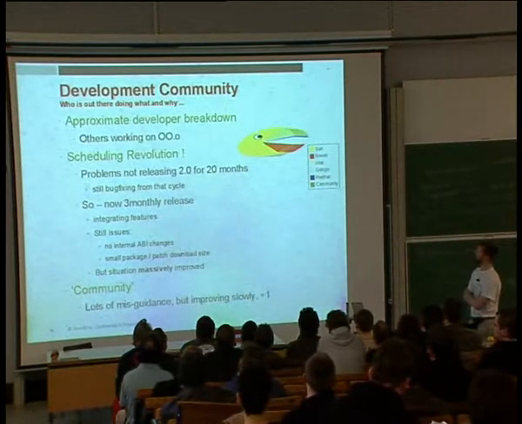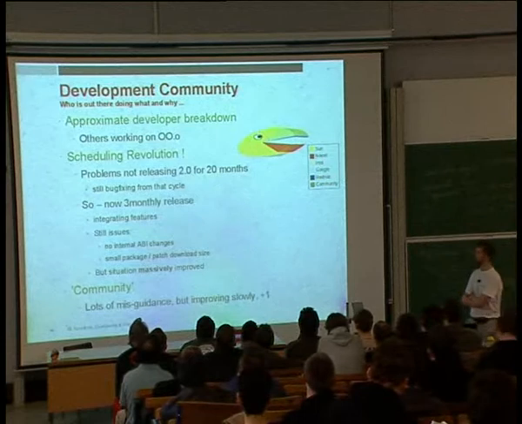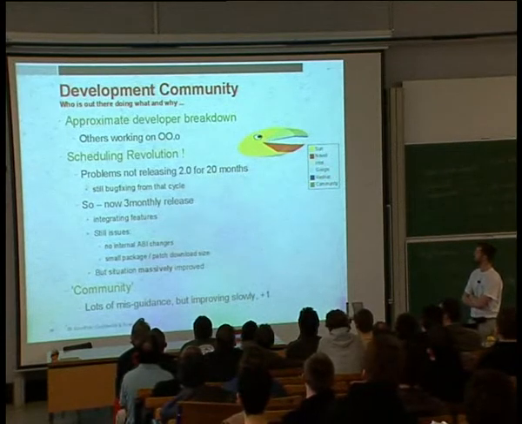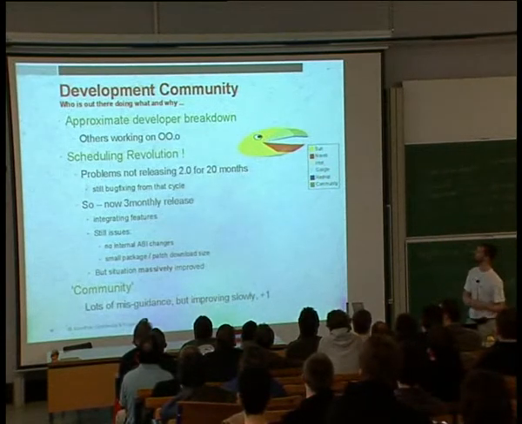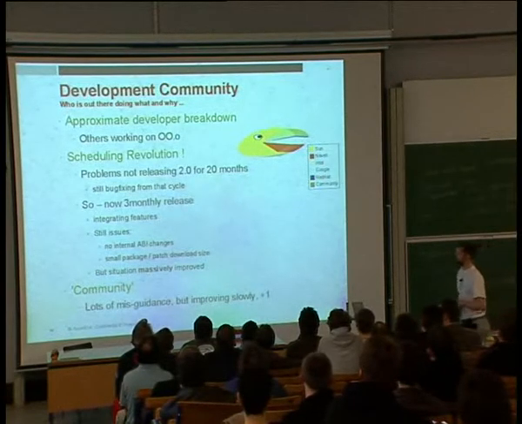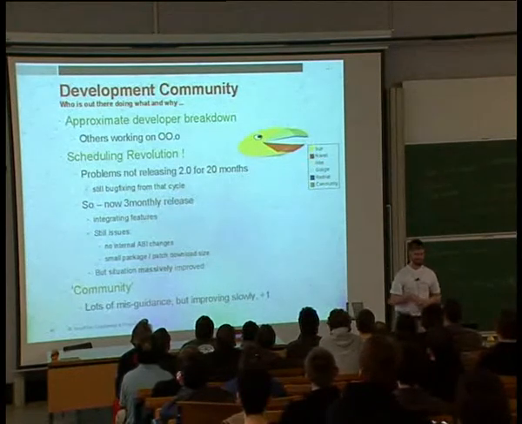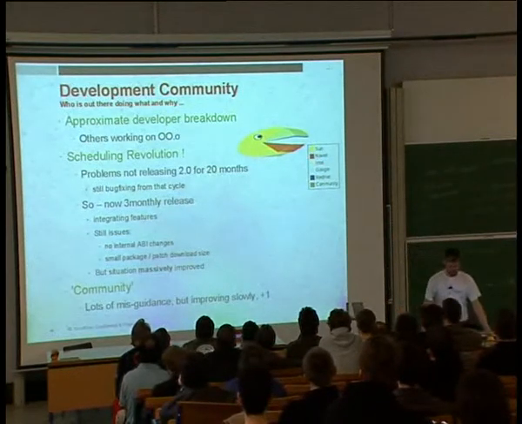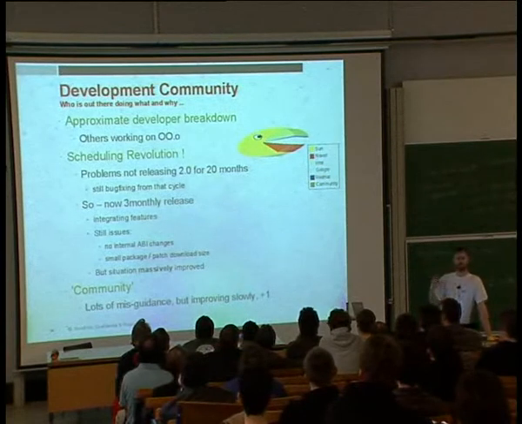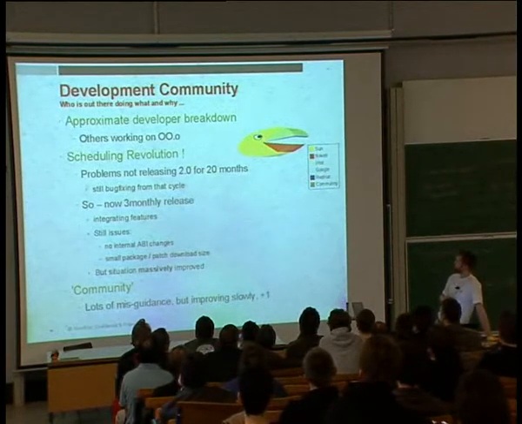Okay, so the approximate developer breakdown. As you can see, most of the people are at Sun, full-time paid developers. I kind of compensate and create a community segment there. So there are other people working on OpenOffice. Clearly, we want to get more people working on OpenOffice so that there's more influence and we can get some of these things fixed more quickly and it's a more driven project.